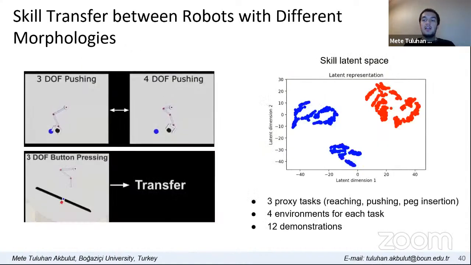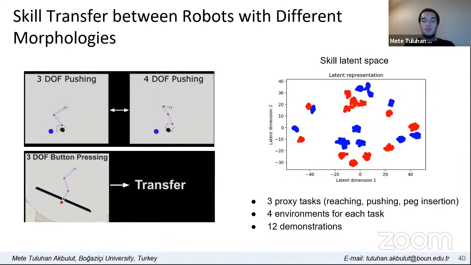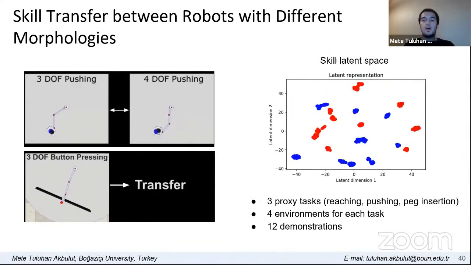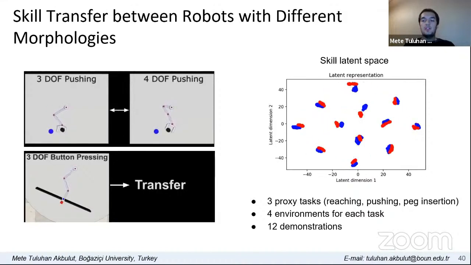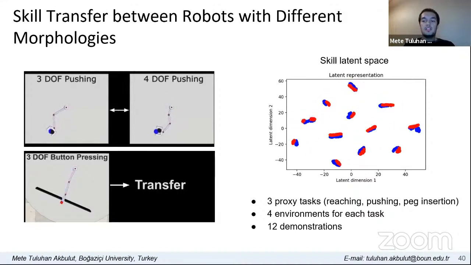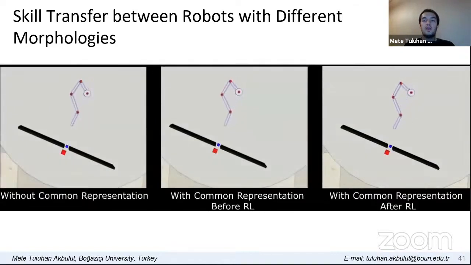3 proxy tasks, reaching, pushing, and peg insertion, are used to form a common latent space. The pushing task is shown on the left. For the test task, a demonstration is provided to the 3-degree of freedom robot, and the 4-degree of freedom robot is expected to approximate the skill by skill transfer. For 12 demonstrations, how the common latent space is formed is illustrated. Our model finds representations at skill level, 12 representation clusters for 12 skills, and therefore does not require additional state pairing techniques. The effect of common representation and reinforcement learning is shown here.